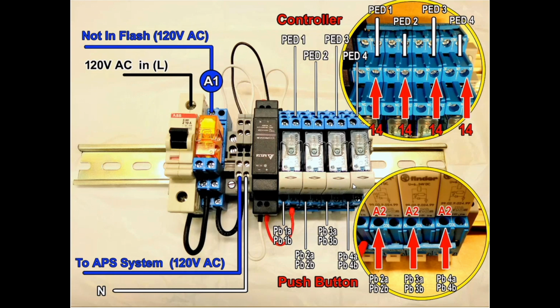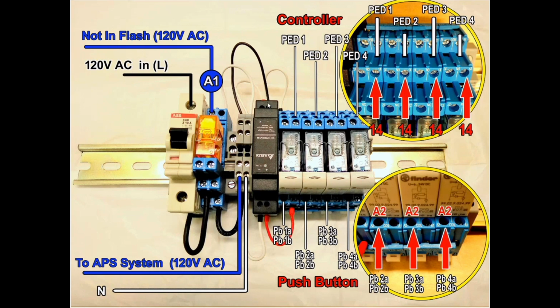Okay, so what we do is we have a contact here, a normally open contact. It closes when the intersection is in normal mode and it's operating with walk signals and don't walk signals and traffic lights and everything's normal. This contact is closed, and it supplies AC power to this terminal block. That terminal block is 120 volts AC out to the APS system.